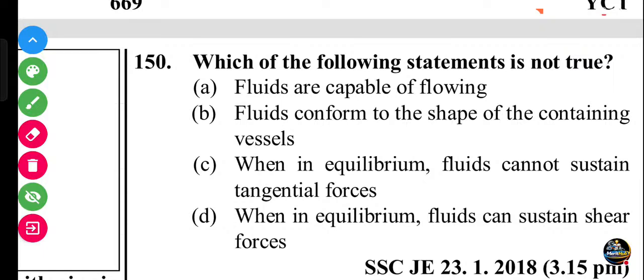Next question: which of the following statements is not true? Fluids are capable of flowing. Fluids conform to the shape of the containing vessels. When in equilibrium, fluids cannot sustain tangential force. When in equilibrium, fluid cannot sustain the shear forces. Fluid can sustain the shear forces, so D is not true.